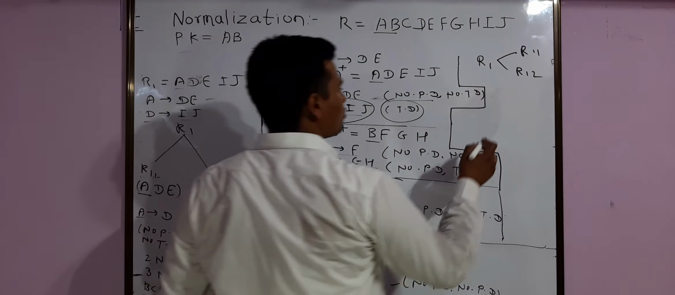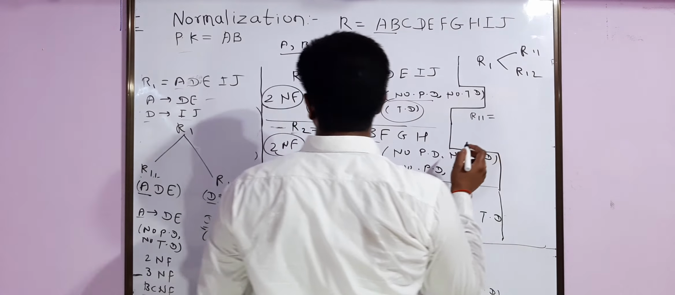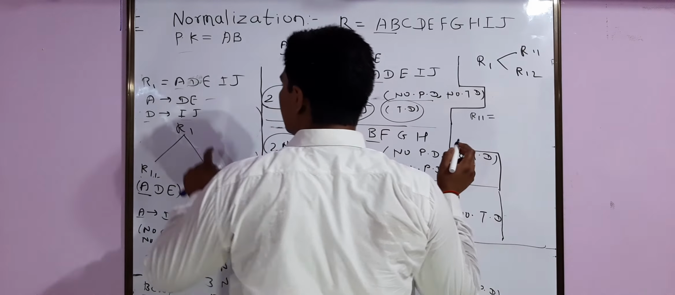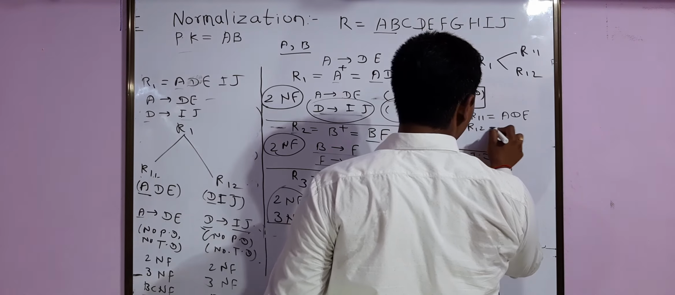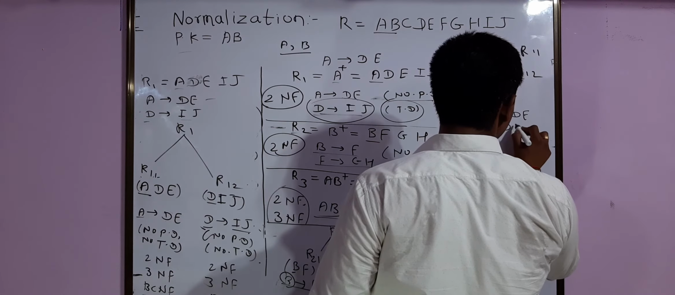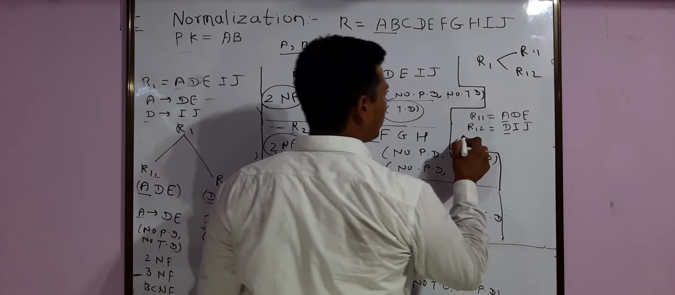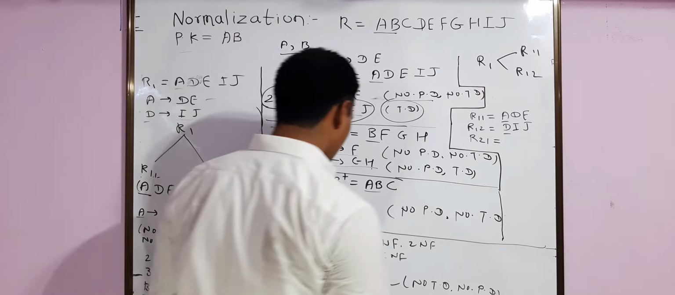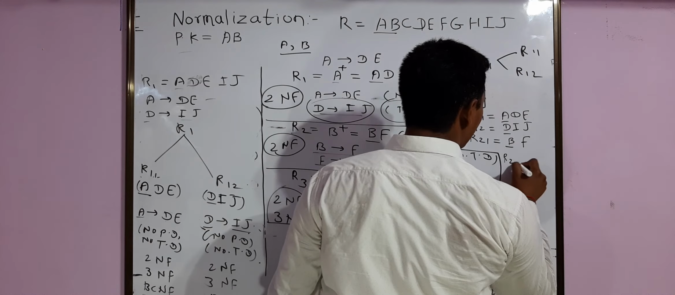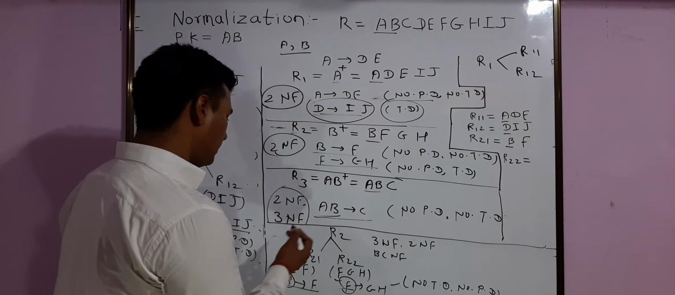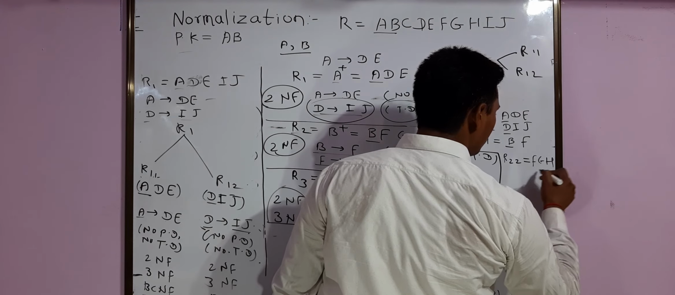So let's write that. Relation R11 is like this. R11 having attributes ADE. Then R12 is DIJ, where D is a key. Then we have R21. R21 is having BF, where B is a key. And then I will write R22. What is the key of R22? R22 is having FGH, where F is a key.